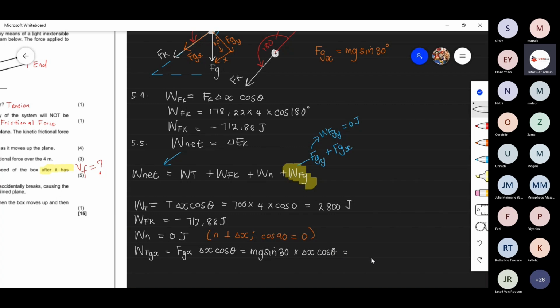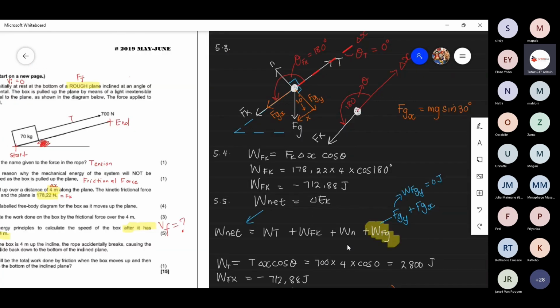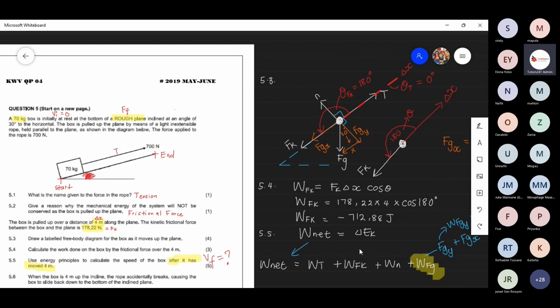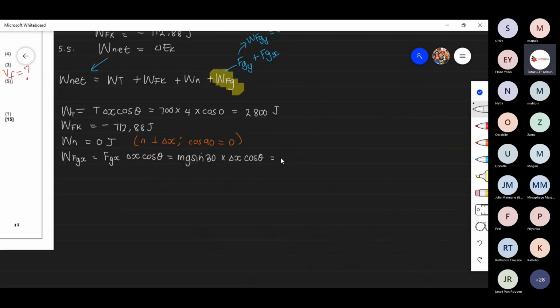Now let us substitute those values. What is our mass? Our mass is 70 kgs. So we are going to have 70 times g, which is 9.8, times sine of 30 degrees times a displacement of 4 meters times cos of an angle.